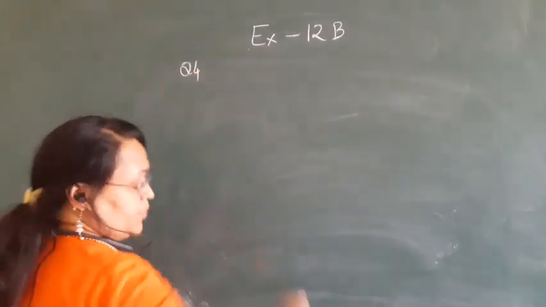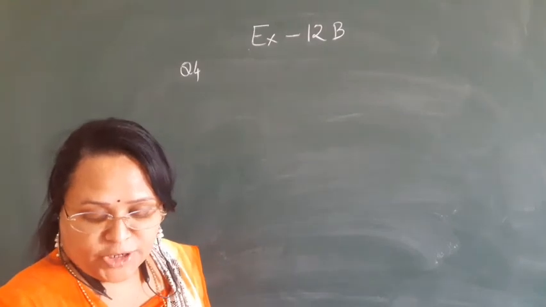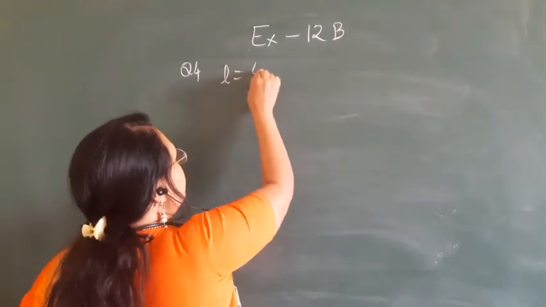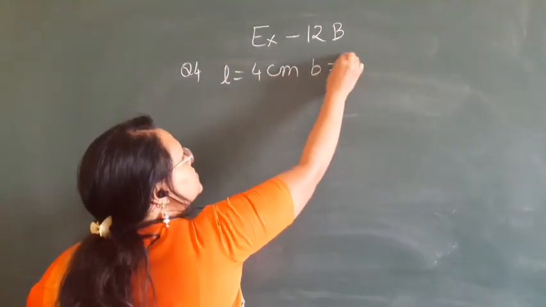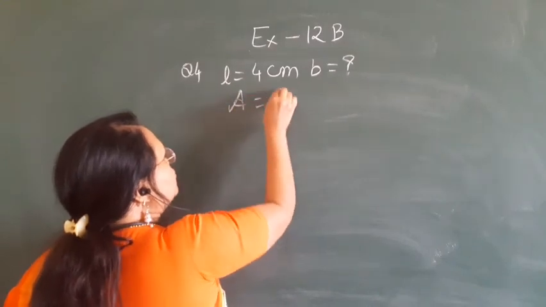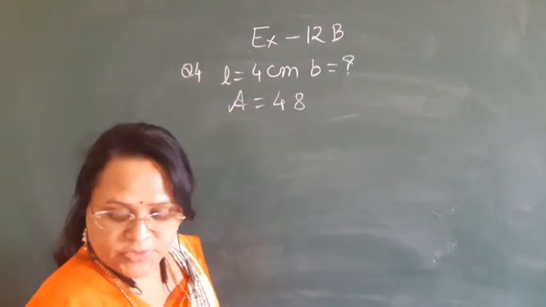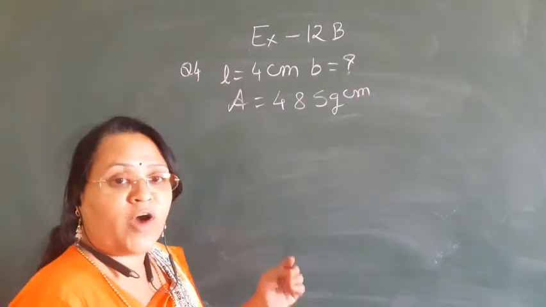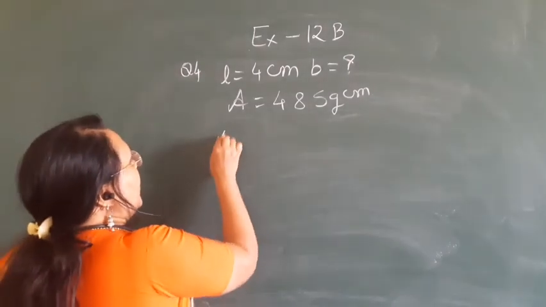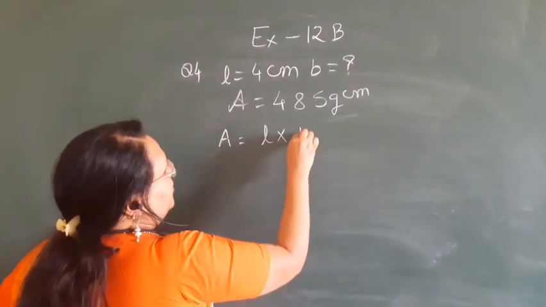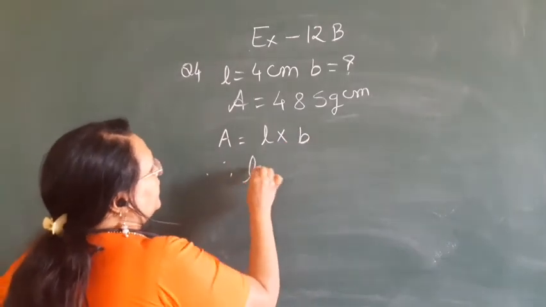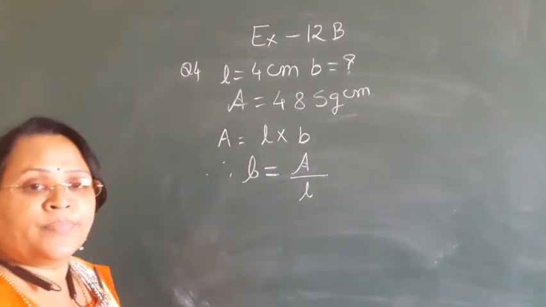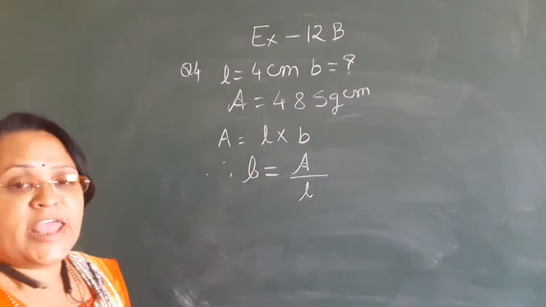Question number 4. In the table in front of you, length is given as 4 centimeter. Breadth is to be found, and area equals 48 square centimeter. We have to find the breadth. That time, area equals length multiplied by breadth. Therefore, breadth equals area upon length. This is the formula: breadth equals area upon length.